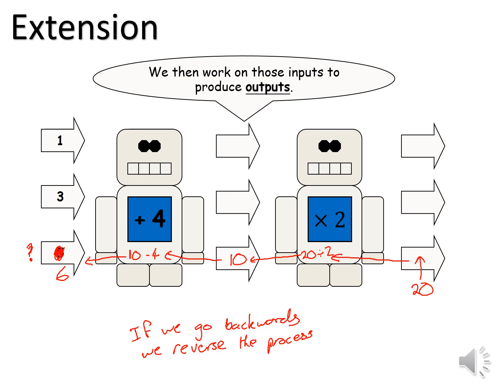Okay, so from today's lesson, you should be able to have a go at least at all of the boxes. So the yellow box is the previous one where you go forwards through a 2-part function machine. The extension box, the blue box, is the one where you're going backwards through a 2-part function machine.